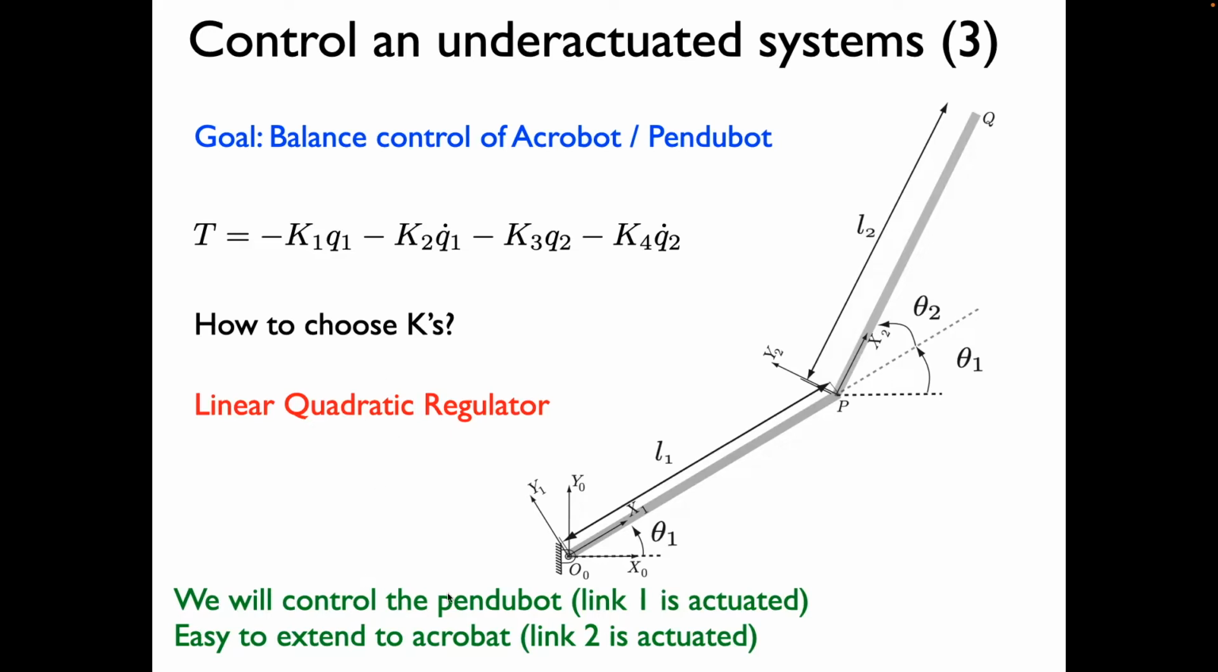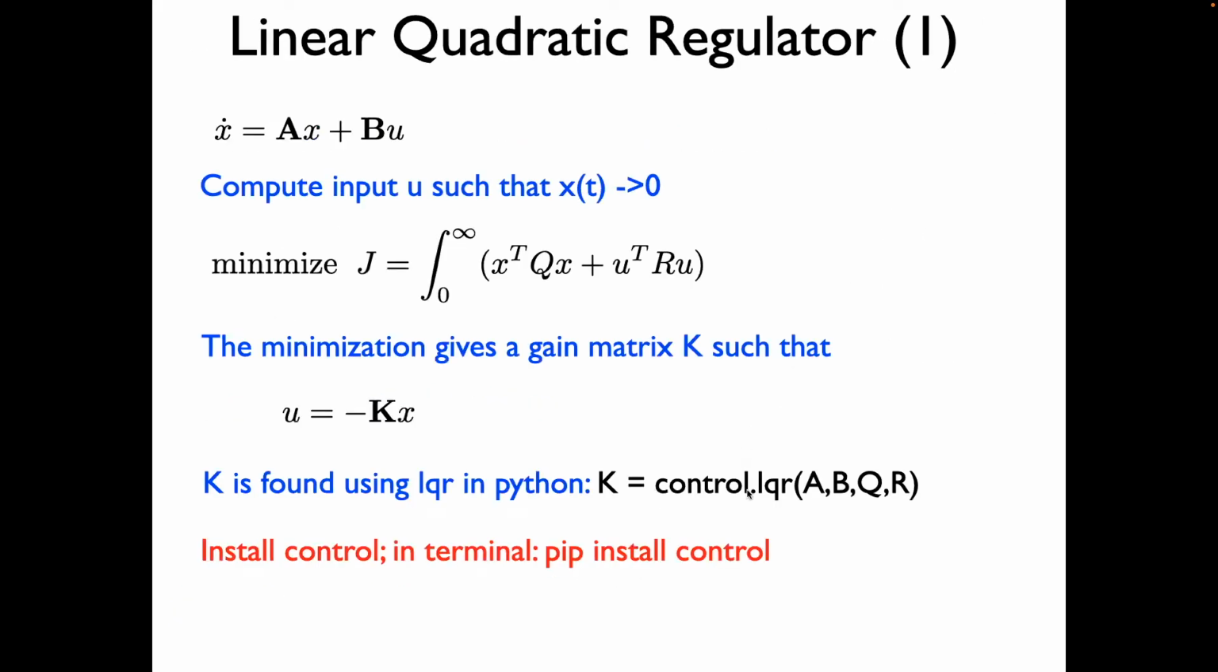This video will focus on a pendubot in which link 1 is actuated. However, the code can be extended to control an acrobot in which link 2 is actuated. A little bit of theory behind linear quadratic regulator. We write the equations of the system as x dot equals Ax plus Bu. What we try to do here is minimize a cost which penalizes the deviation of x and the control.